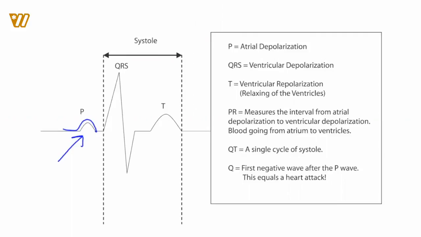That's what's going on between the SA node and the AV node. And then you see that pause. Well, what's that pause for? That's the AV node getting up all its electricity to send it out to the ventricles. Now you have this huge QRS complex. And what is that? Well, the QRS complex is basically ventricular depolarization or contraction, right? And look how it's in this whole thing of systole. So this is systole or ventricular contraction.